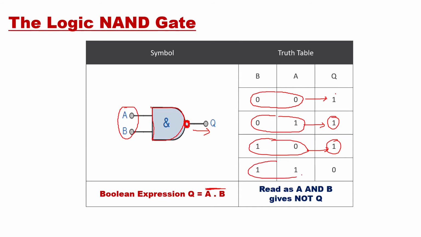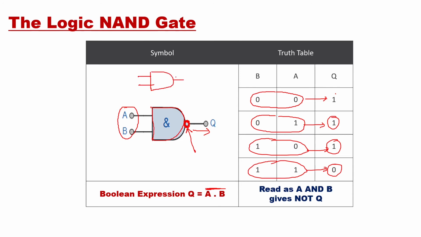If the inputs are 1, 1, in an AND gate the output was 1. Now here it will be 0, so it will be complemented. This complementing, this inverting, we have shown here because of this bubble. If you have not put this bubble, then you are representing an AND gate.